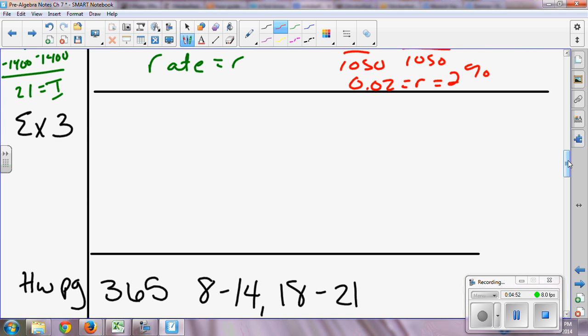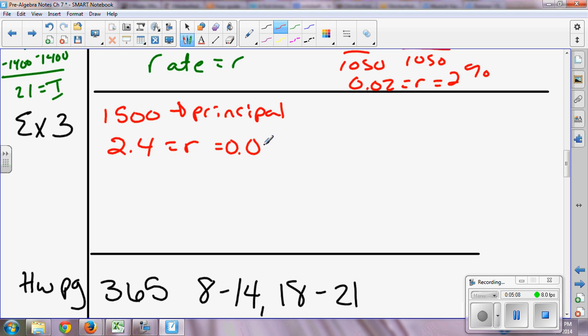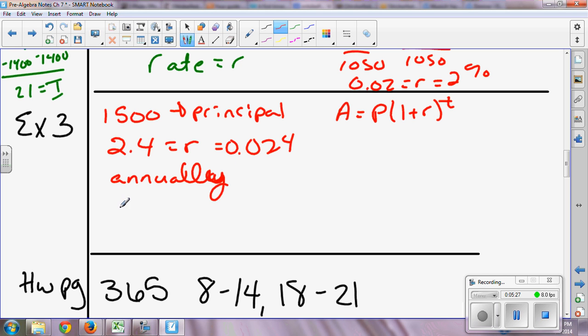In example 3, it says you deposit $1,500 into an account. So $1,500 is our principal. That earns 2.4% interest, so I will use it as 0.024. Compounded annually, so compounded tells me I'm going to be using this formula. And annually tells me I'm in years, not months. Find the balance after 6 years, so time equals 6 years.